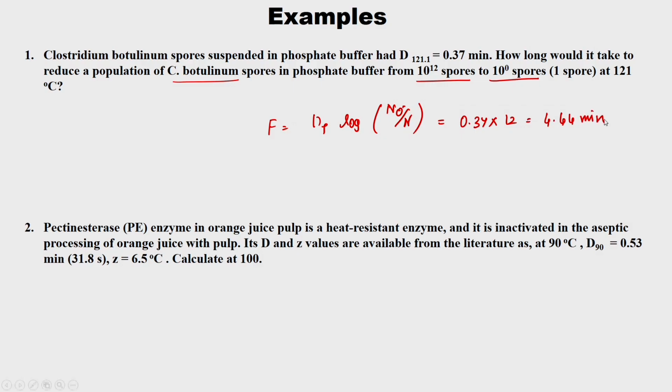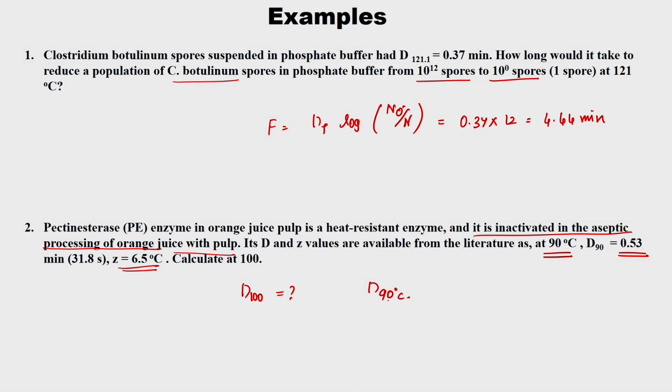The second one says pectinase enzyme in orange juice pulp is a heat resistant enzyme, right. Yesterday we have seen amylase also, alpha amylase from certain strains are also heat resistant enzymes, and its inactivation in the aseptic processing of orange juice with the pulp. So when you are doing aseptic processing, this gets inactivated, and its D value and Z value are given for 90 degrees, that is 0.53 minute or 31.8 seconds, and Z is 6.5. Calculate at 100. So that means D100 I need, but I am given D at 90 degrees centigrade, right.